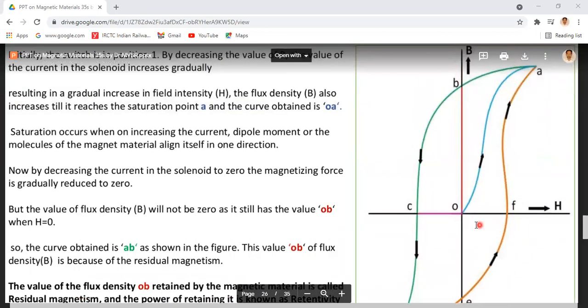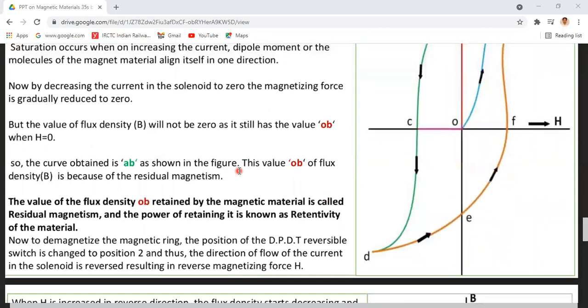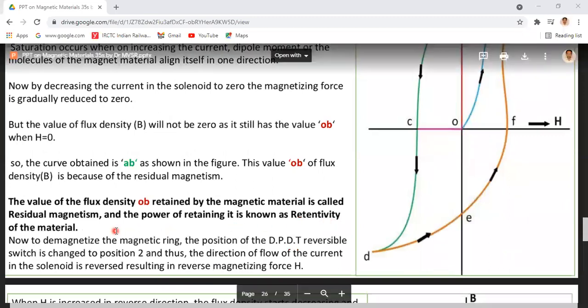Even though H is equal to 0, B is not equal to 0. Some amount of magnetic flux density, the OB value, is existing within the material. This amount of flux density is known as the residual magnetism. It is observed in this BH curve as OB. The power of retaining it is known as the retentivity of the material.